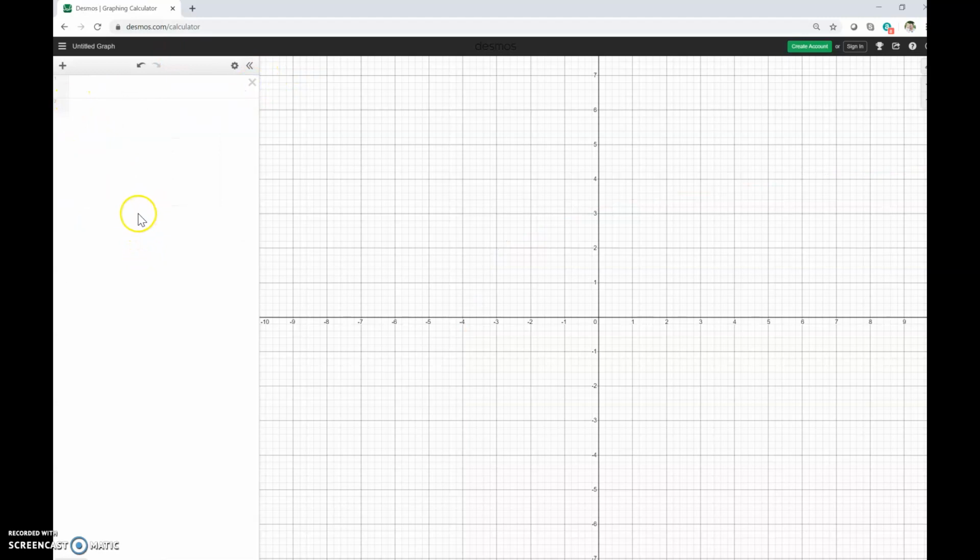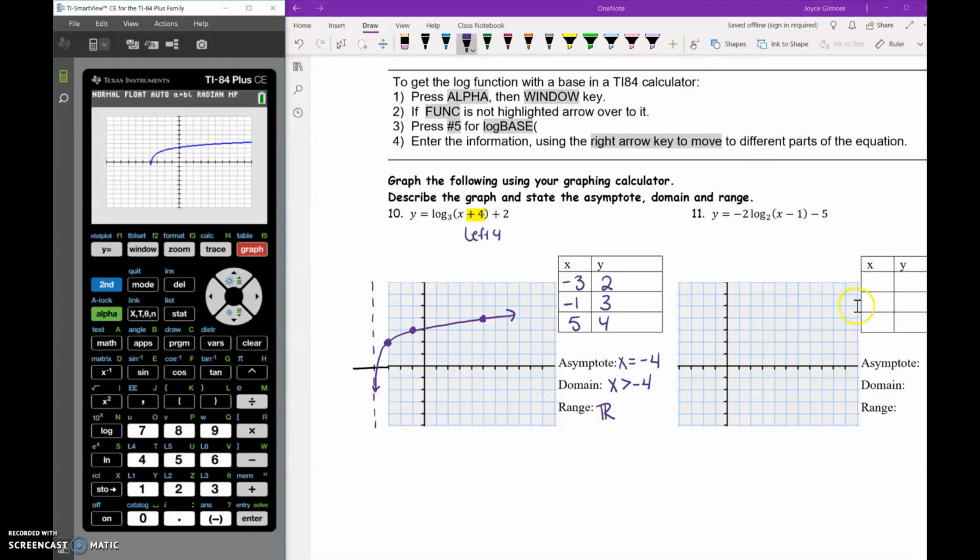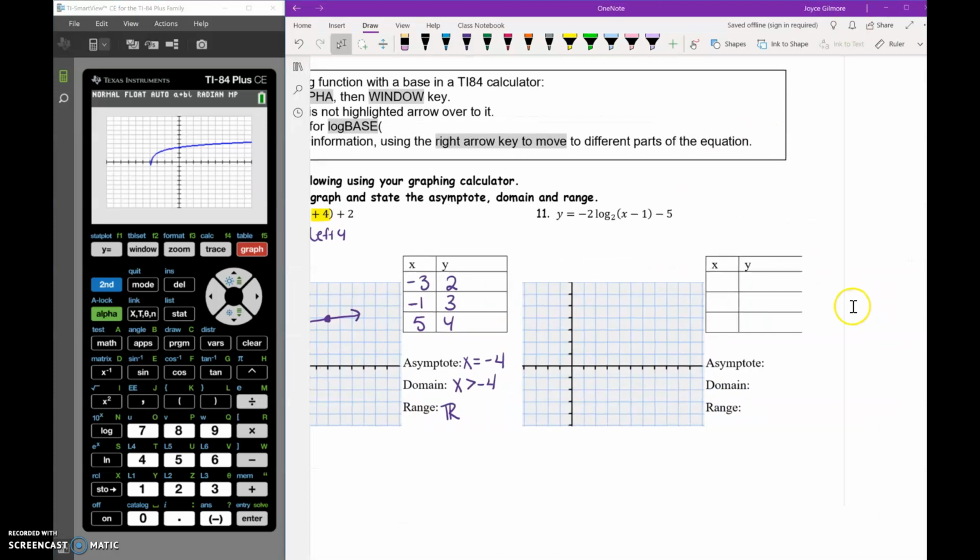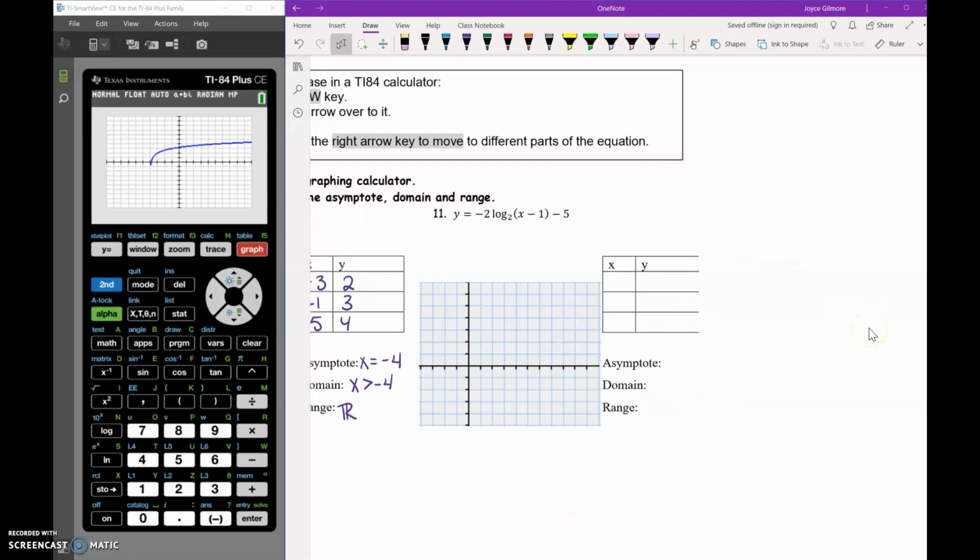So what I want you to do is I want you to try number 11 on your own. So pause this video, and try this problem number 11 on your own, either using your graphing calculator or Desmos. See if you can do number 11. Then play the video and check.